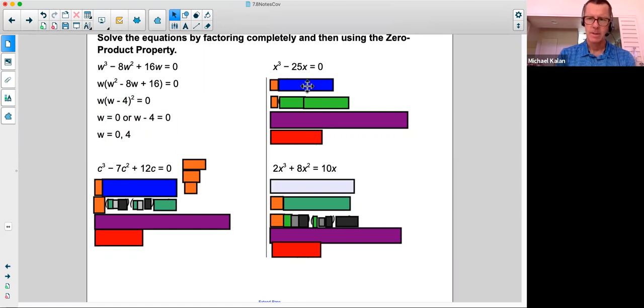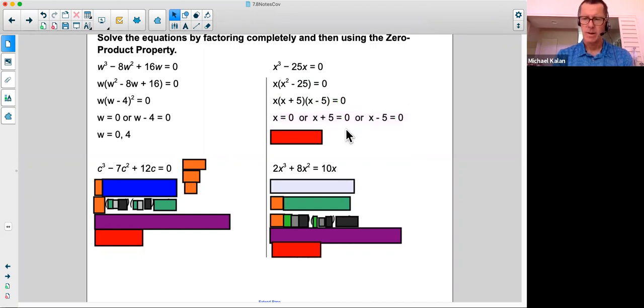Okay, let's try this one next. So why don't you try this one on your own? Pause the video and then let's come back. All right, so what can you take out? An x. What's left? X squared minus 25, a binomial. So you're thinking perfect square trinomial? Yes. X plus 5, x minus 5, right? Don't forget to bring your GCF down, Mr. Kalin. And then what do we do next? Zero product property. We're going to set each factor equal to 0. And what do we get as our solutions? 0, -5, and 5.